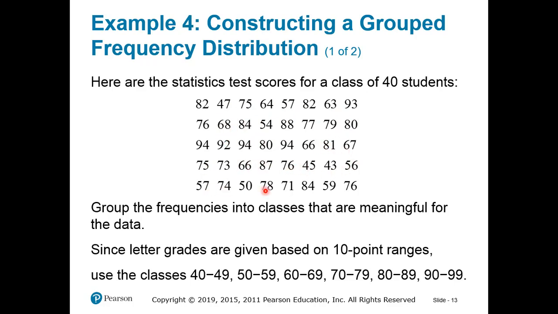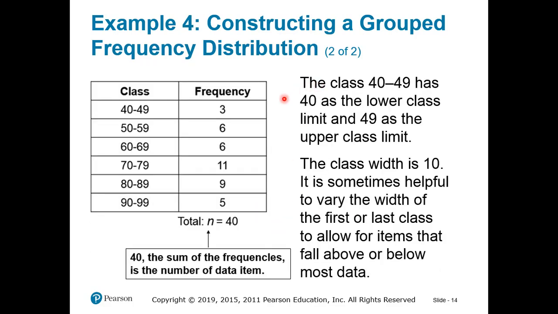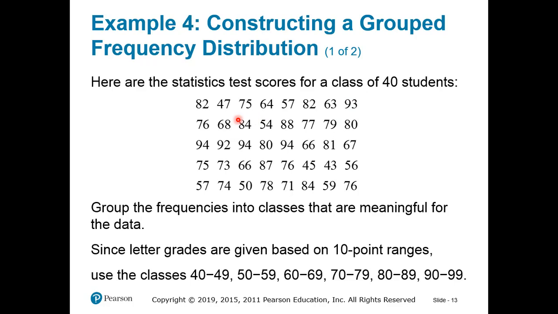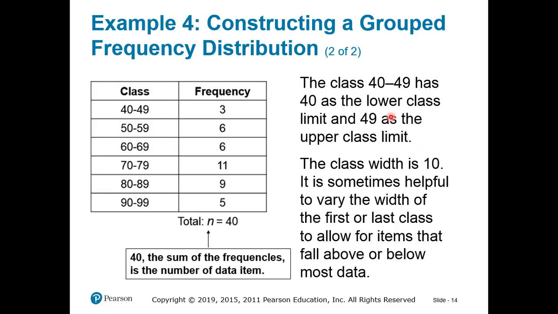3, 4, 5. So then we keep doing this and we come up with, oops, did I miss one? Hold on. 1, 2, 3, 4, 5. I did. 6. I missed that one. Okay, and so when we do this, now we have our grouped frequency distribution.